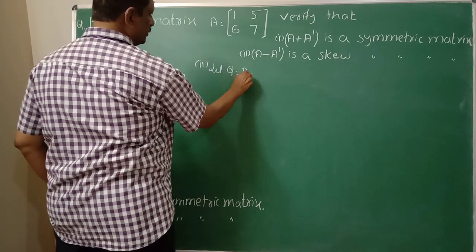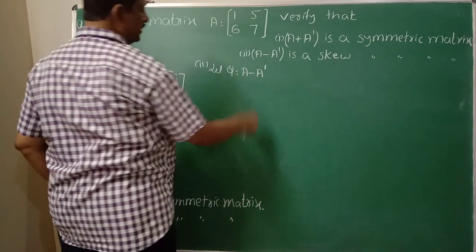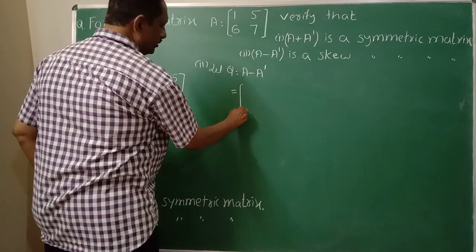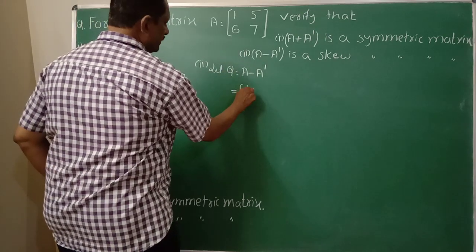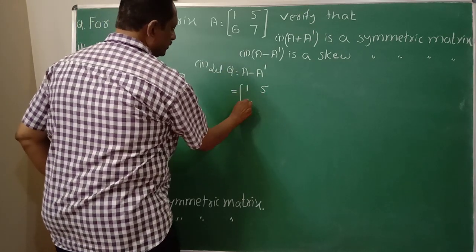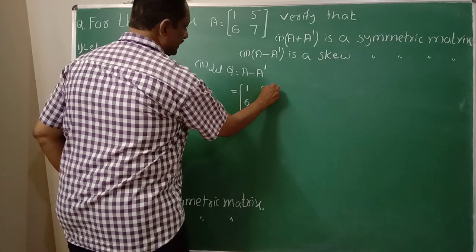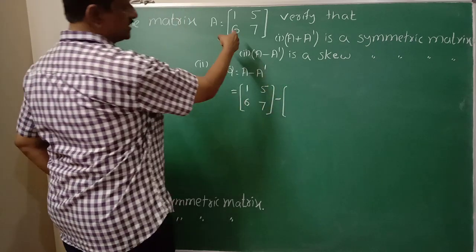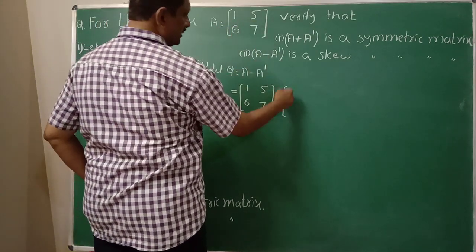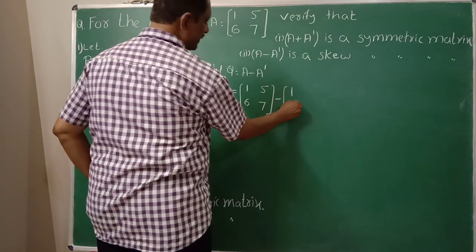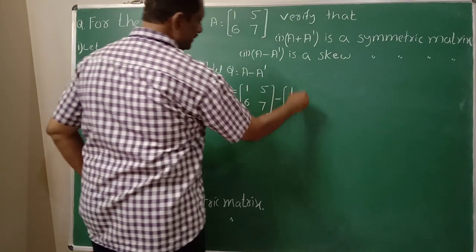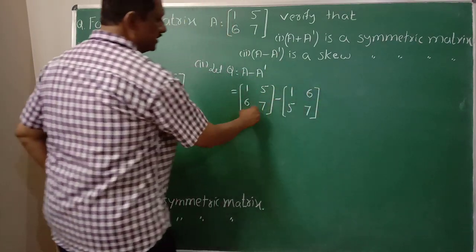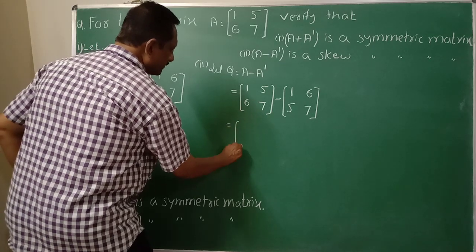Let Q is equal to A minus A dash here. Therefore, this is equal to, here matrix A is 1, 5, 6, 7. Minus A dash, which is the transpose of this one: 1, 5 written in the column, 6, 7. Then subtract each other.